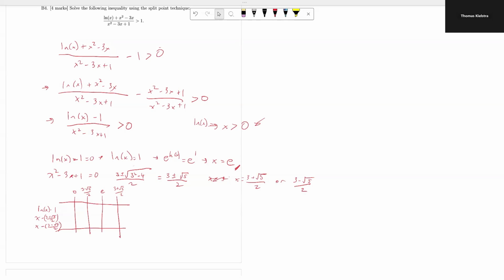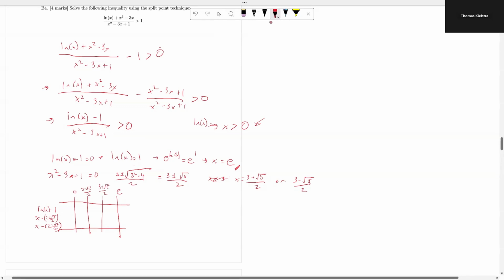3 plus square root 5 divided by 2 is actually less than e. So because this is less than e, my order is going to be (3 minus root 5) over 2, (3 plus root 5) over 2, and e. Right-hand behavior is positive, left-hand behavior is negative. I change signs, and I'm not defined for x less than 0.